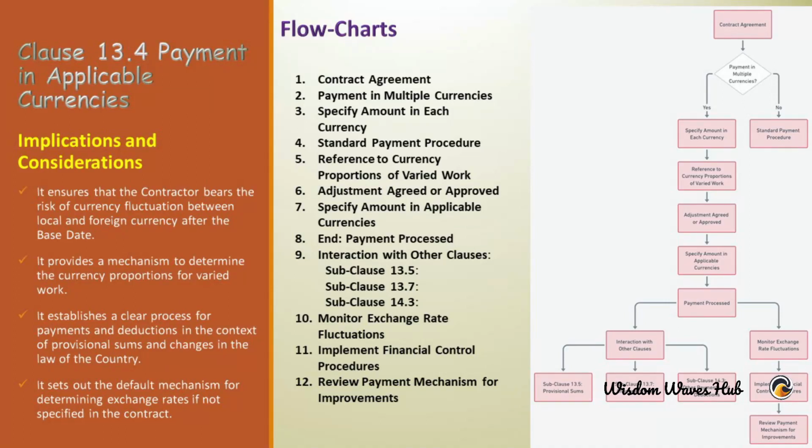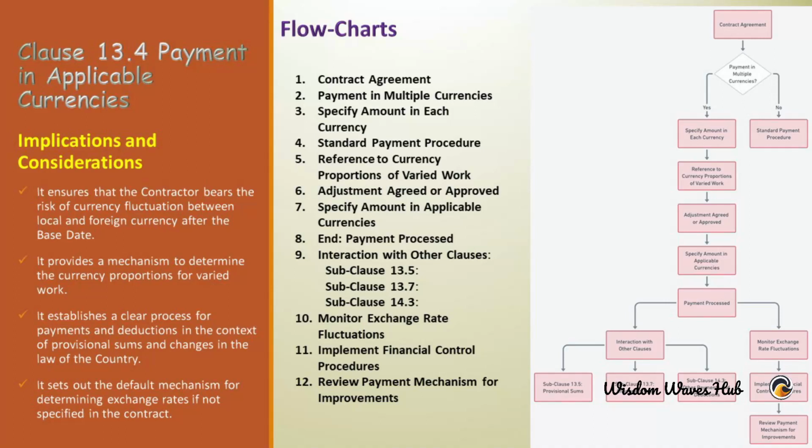Subclause 13.5, provisional sums. This subclause deals with payments and deductions for provisional sums. Subclause 13.7, changes in law. This subclause addresses changes in the law of the country and their impact on payments. Subclause 14.3, other payments and deductions. This subclause specifies other payments and deductions that must be made in the agreed currencies and proportions.